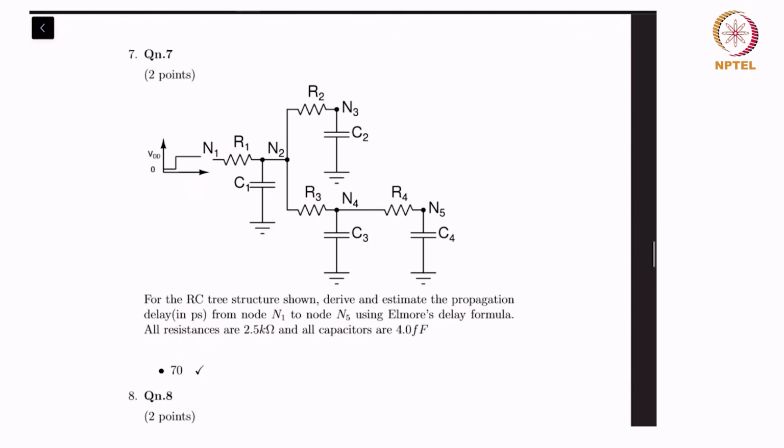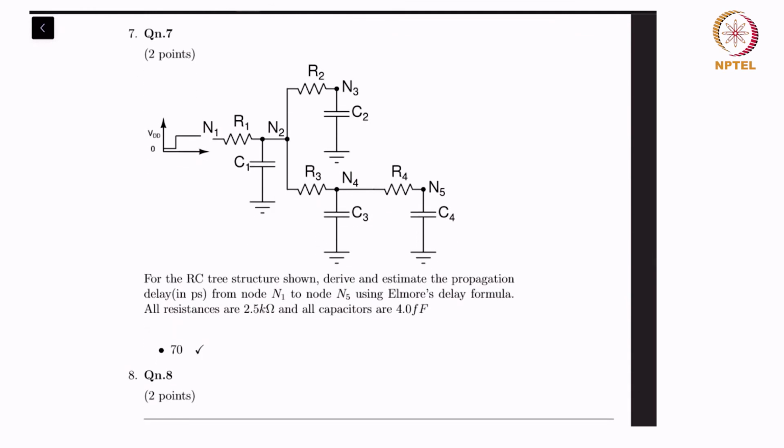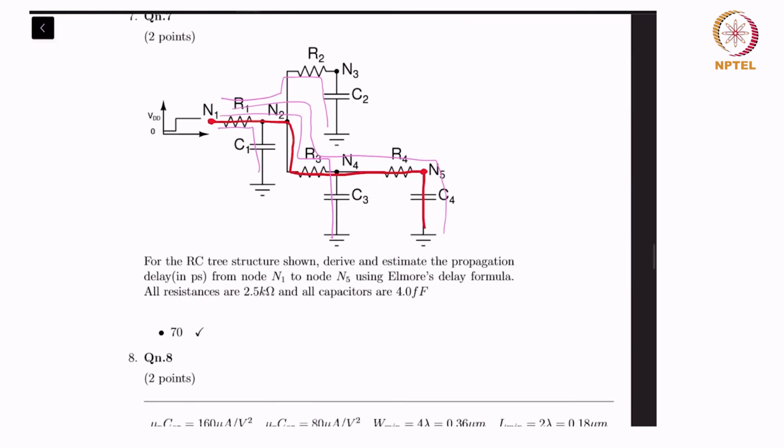Similarly for question number 7, instead of asking you to calculate the delay from node N1 to node N2, we are now asking you to calculate the delay from node N1 to node N5, that is ending at C4. Now C1 will have R1 on its common path, C2 will still only have R1, but C3 will have R1 and R3, and C4 will have 3 resistances, R1, R3 and R4. Calculating this, you will get the answer of 70 picoseconds.